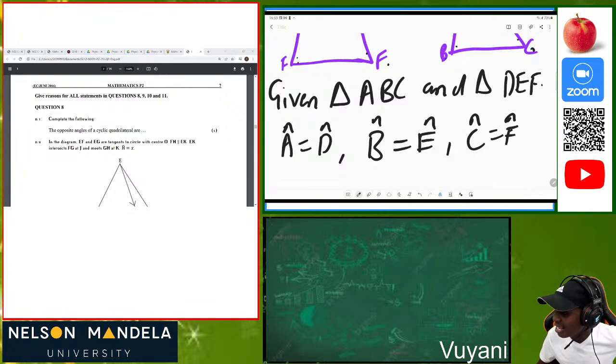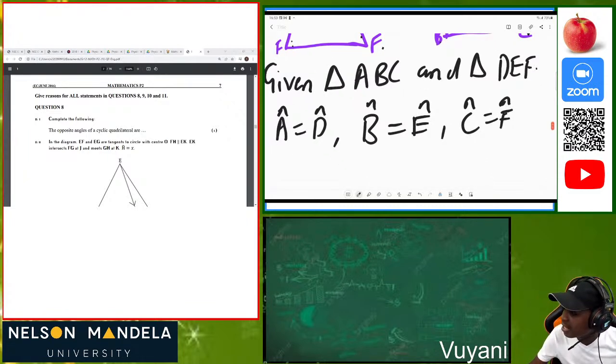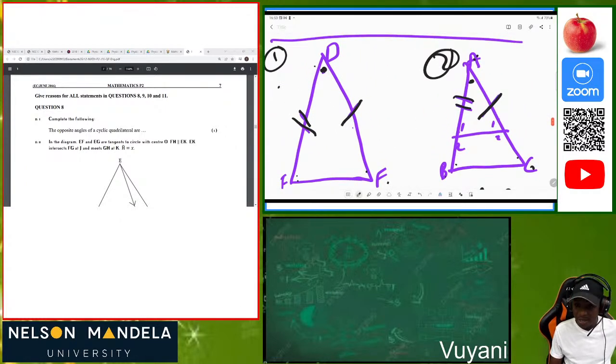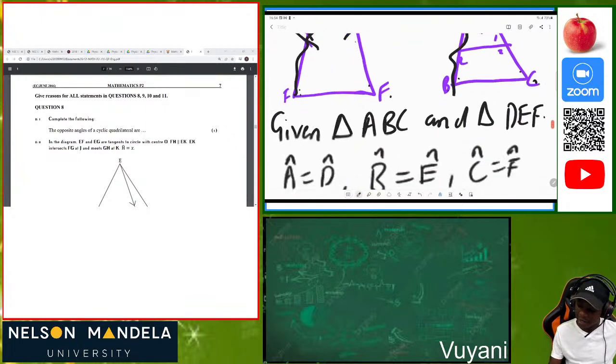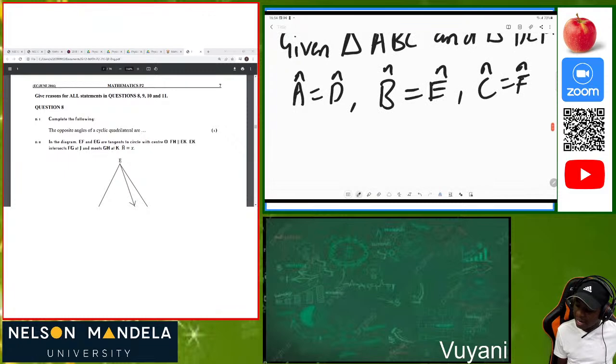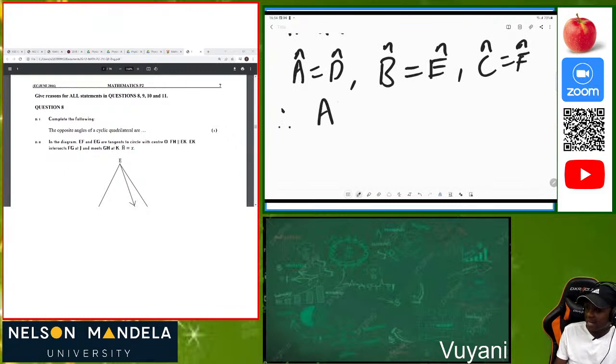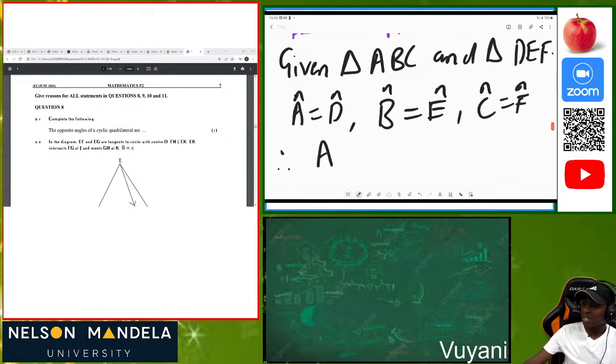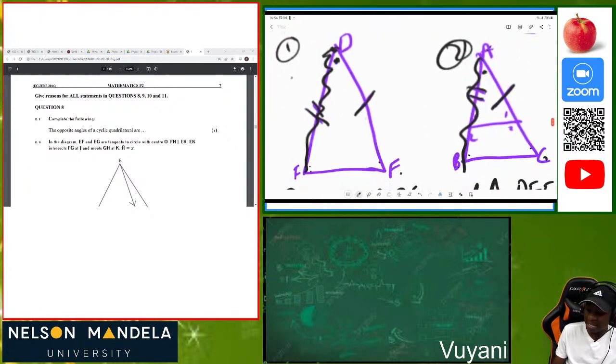And also we can see that DE is equivalent to AB. This one is equivalent to this one. The corresponding sides are equivalent. So according to this similarity theorem which we have here, we can conclude that AB over DE, these corresponding sides are in proportion.